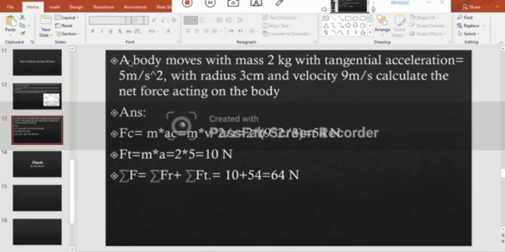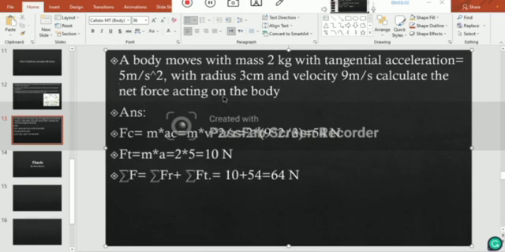In this problem, we have a body with mass 2 kg and tangential acceleration equal to 5 meters per second squared, with radius 3 cm and velocity 9 meters per second. Calculate the net force acting on the body. At first, to calculate the net force acting on the body, we should calculate the centripetal force and the tangential force.